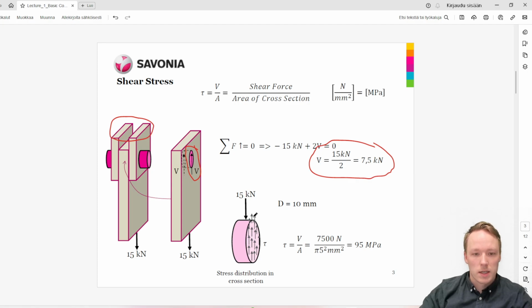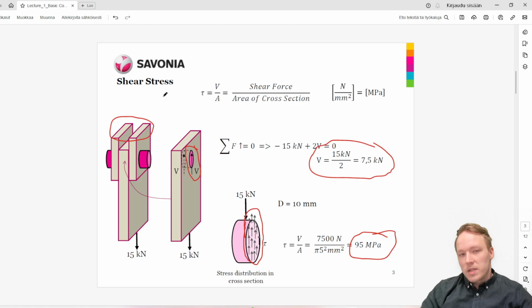So when we want to calculate what kind of stress this one side of the bolt is experiencing, tau, how we calculate it, we take the 7.5 kilonewtons, we convert it to newtons, so 7,500 newtons, divided by the surface area of this one side. The surface area of this one side is calculated just like you all know, pi times the radius to the power of 2. And the resulting stress is 95 megapascals. So that's how we calculate basic shear stress.